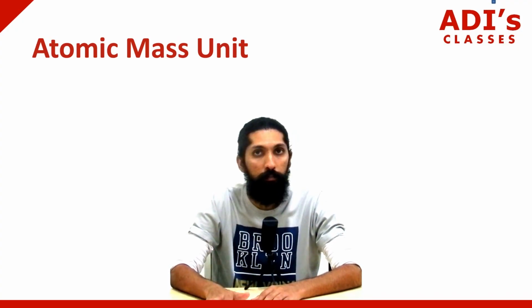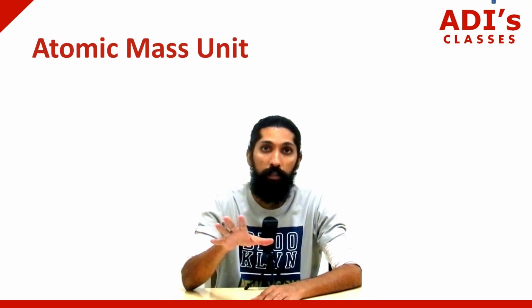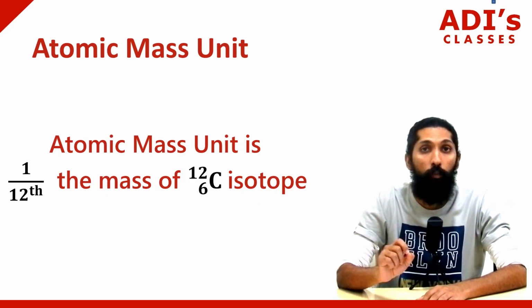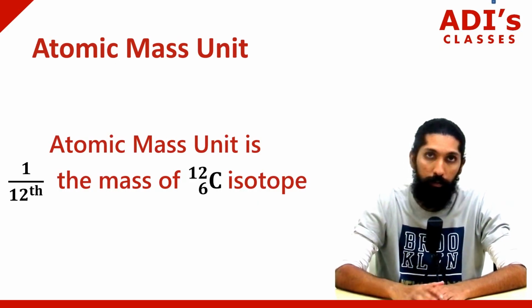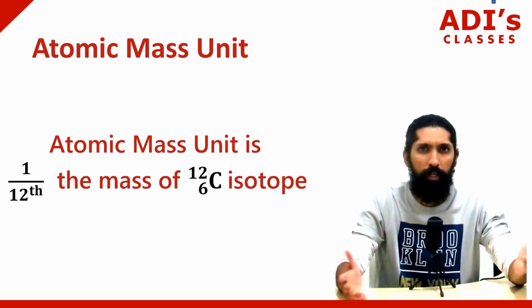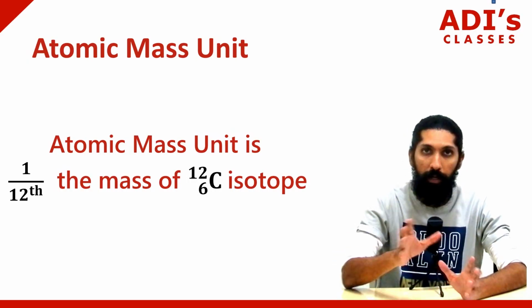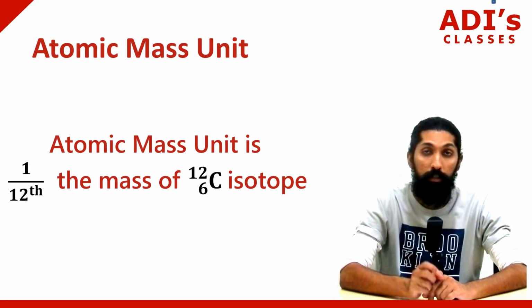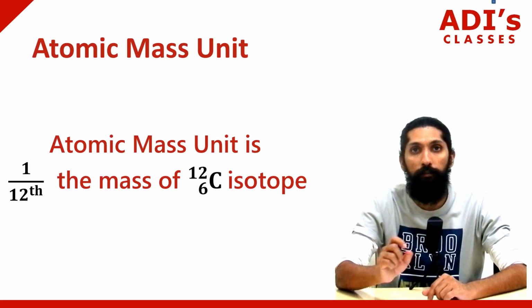Okay, so atomic mass unit, this is that mass which is equal to 1/12 the mass of carbon 12 isotope. Okay, a very complicated way of understanding. Let me break it down for you. It's a very simple thing. See, 1/12 the mass of carbon 12 isotope.